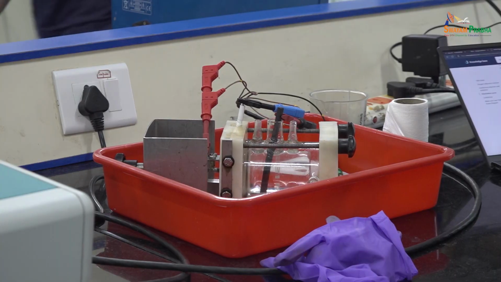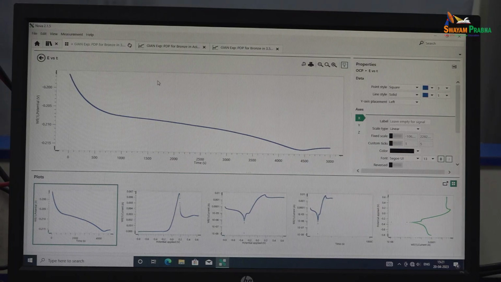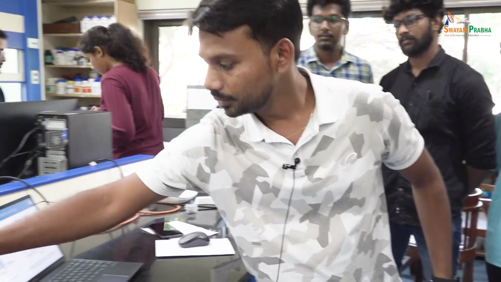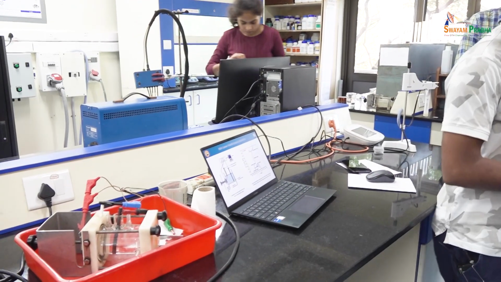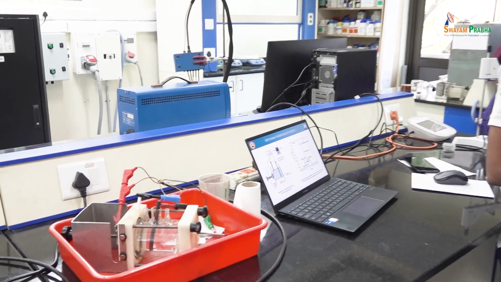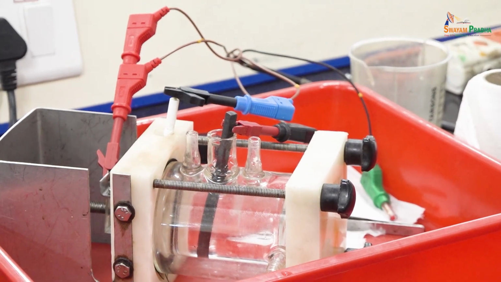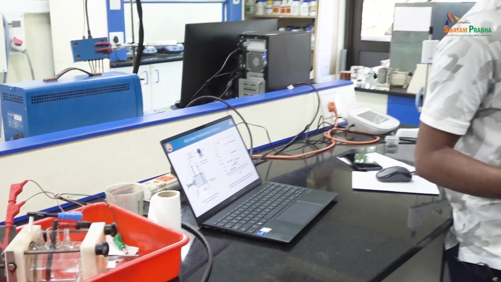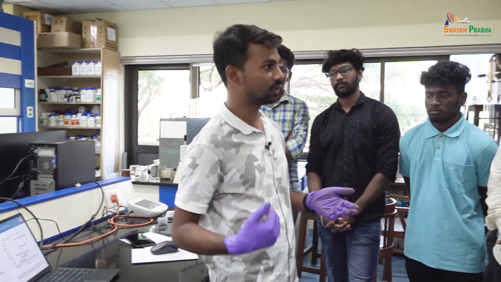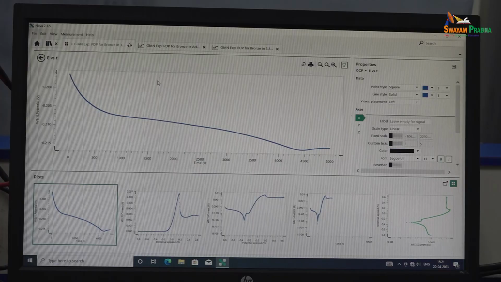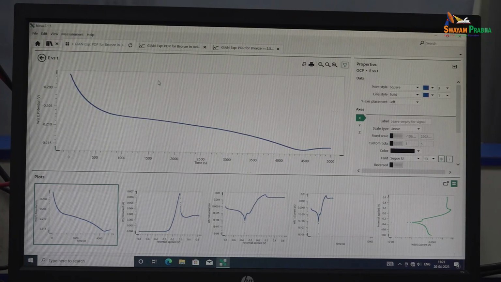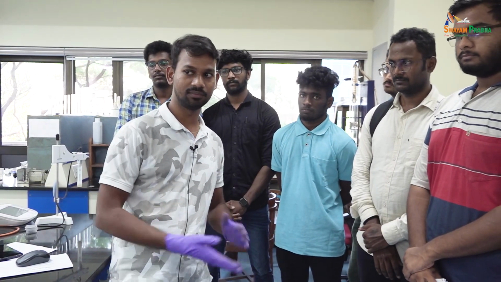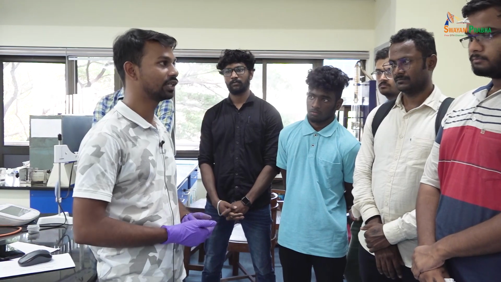I have already set up the setup and OCP is already running, so that we can move on to the PDP. Can anybody tell why we are running OCP? Yes, to ensure the stability of the system. If the potential is stable, it means the system has almost attained the equilibrium state with respect to the solution we have inserted. You can see it is almost stable, running for 1 hour. After that we will proceed to the PDP curve, which is potentiodynamic polarization.